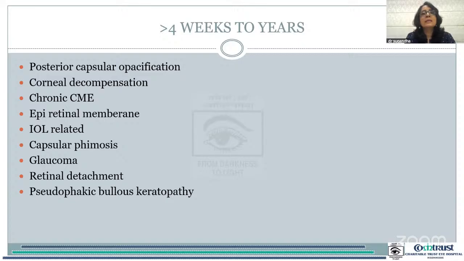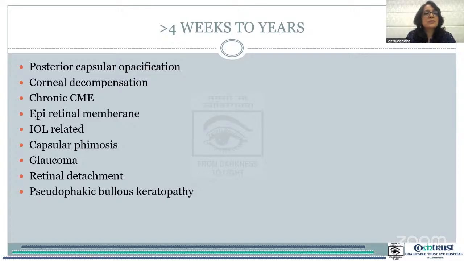And more than 4 weeks to years, you would have, depending on how benign or serious a condition is, according to that, I have placed it in an ascending order. So posterior capsular opacification, the patient has just a blur of vision. The patient doesn't have any pain or anything like that. So corneal decompensation, chronic CME, epiretinal membranes, IOL-related issues.